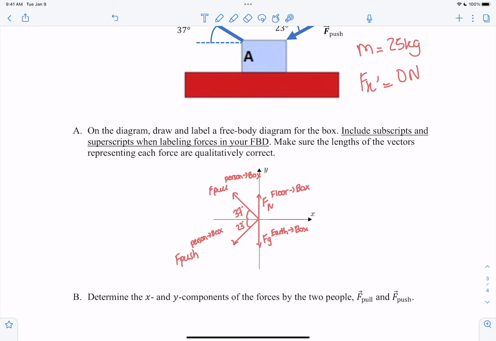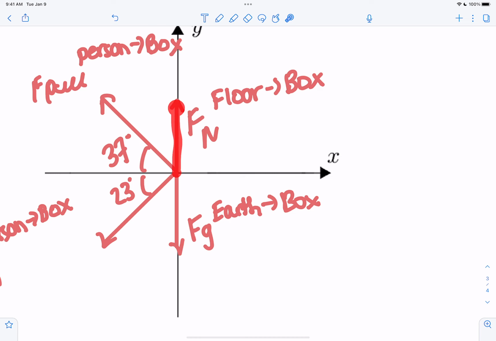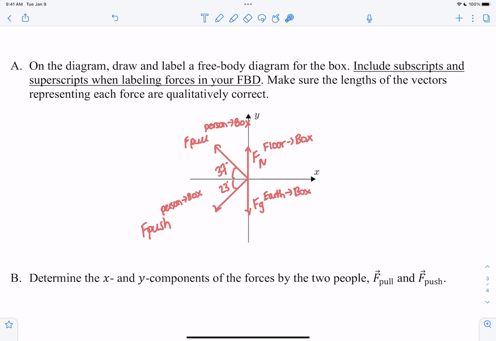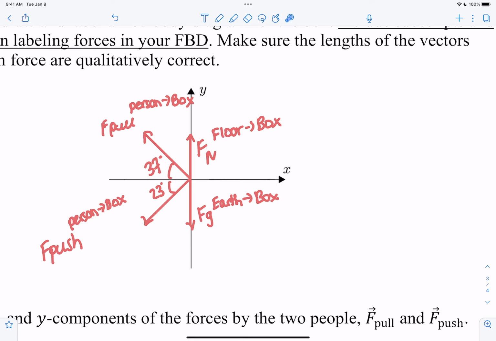But yeah. Now here's the key. It says make sure the lengths of the vectors that represent each force are qualitatively correct. So you got to make sure the length of your normal force, the length of your gravity, and all that makes sense with the values that you're going to end up calculating. We might not be sure about the lengths of the vectors here, but through our calculations, we're going to figure out those values. And then if need be, we can go ahead and adjust the lengths of our vectors.